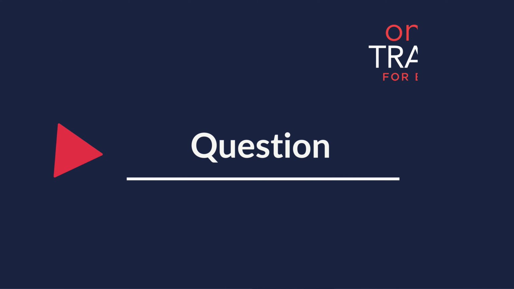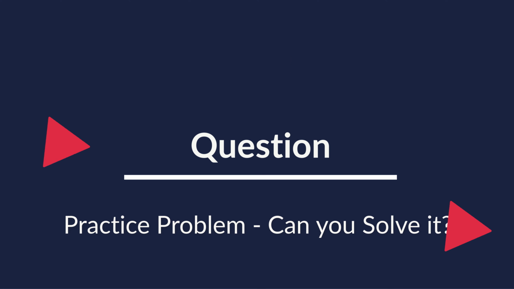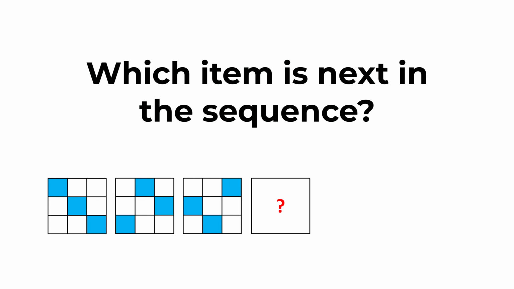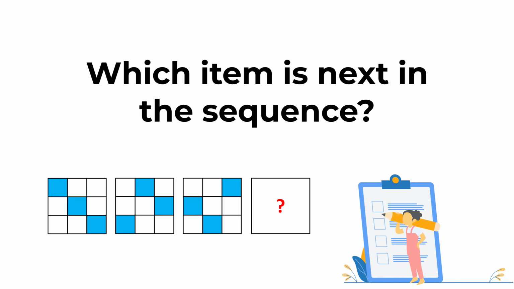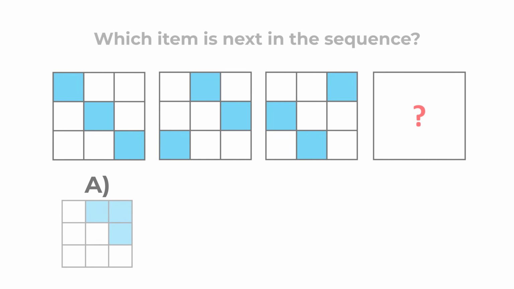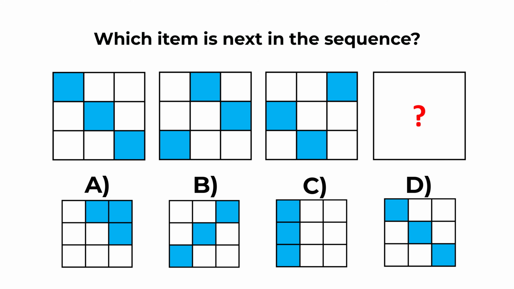And now I have a practice question for you. You need to determine which item comes next in the sequence. You're presented with 3 large squares. Each large square contains 9 small squares inside, and small squares are of a different color. And the 4th square is missing, and you have 4 different choices to choose from. Choices A, B, C, and D. Do you see the answer?